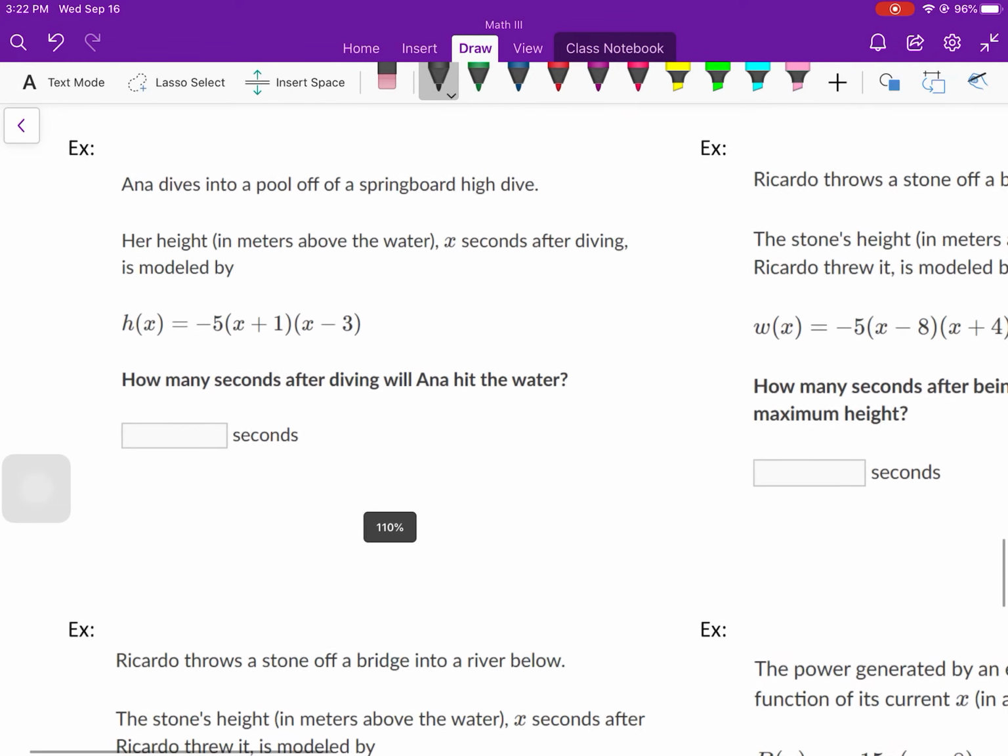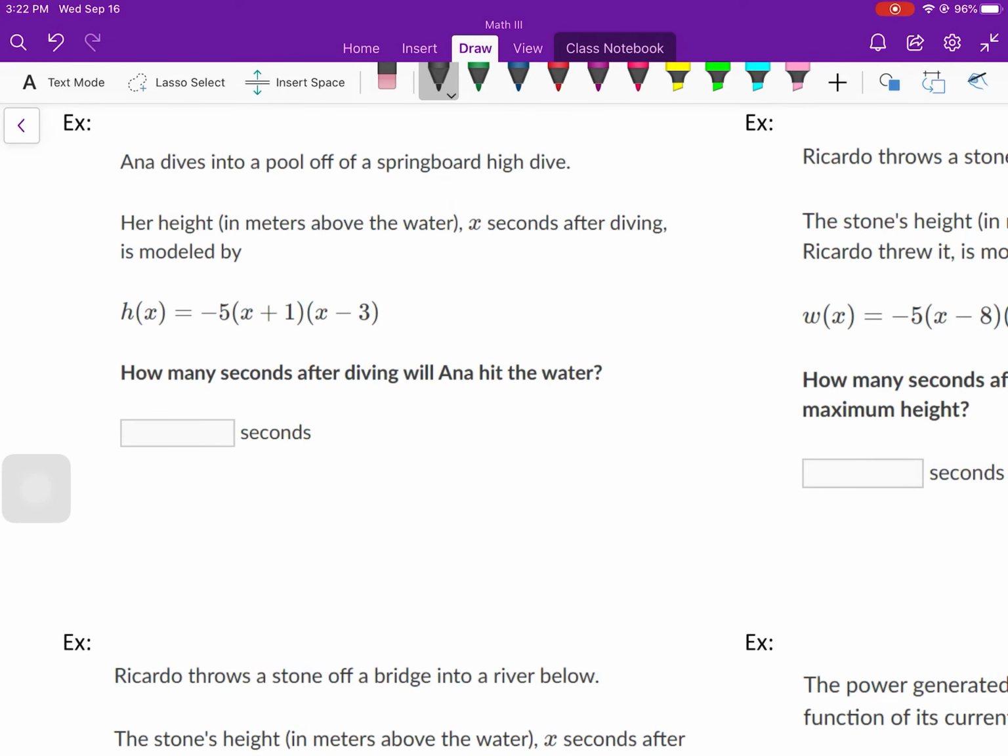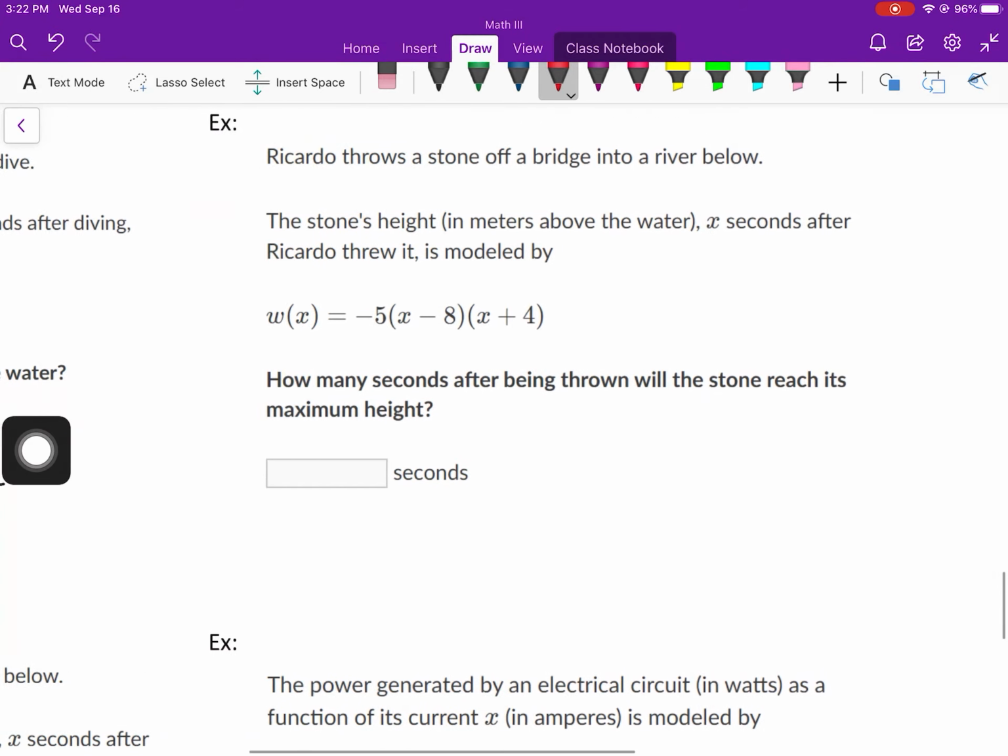All right, moving on. How many seconds after diving will Anna hit the water? So whenever I see this, I'm picturing going up in the air, right? Diving, and you come back down. So when you hit the water is that x-intercept. So what are the two x-intercepts? Well, -1, so it's that ending value, right, when you hit the water, and 3. Now, this would mean she's negative seconds, she's going back in time. That doesn't make sense. So 3 would be when she hits the water.